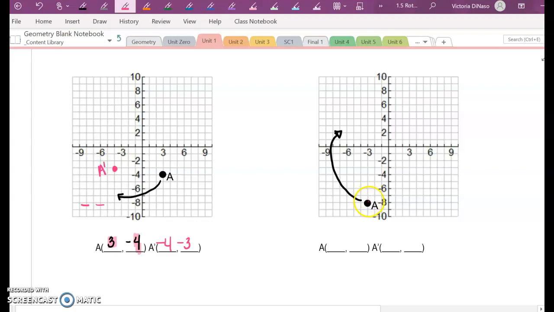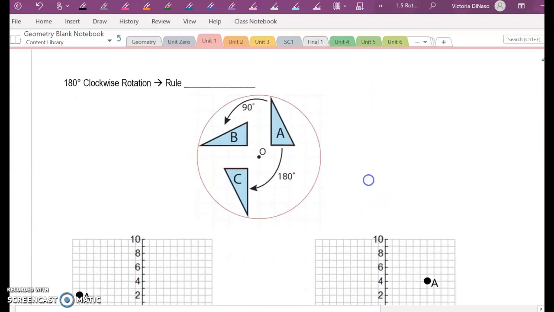And then finally, the last one, we're starting at negative 3, negative 8. I'm going to take my numbers, 3 and 8, and flip them around. It's going to be 8, 3. In that quadrant that we're in, it's negative, positive. X's are negative, y's are positive. So we have negative 8, positive 3. Here is my point. For 180 degrees clockwise, my rule is they stay the same.